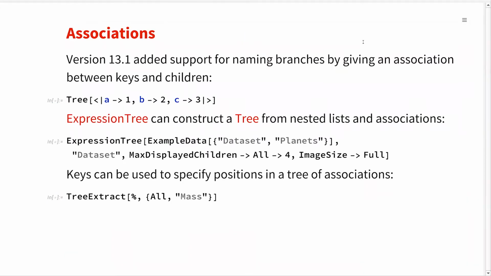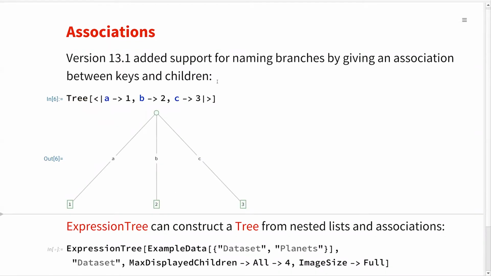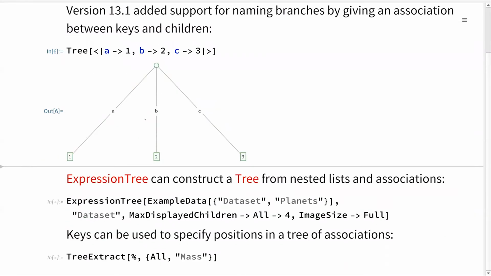Now, new in version 13.1 is the ability to name branches in a tree, and the way that's done is by using an association. So this tree here will be very similar with 3 leaves, which are the numbers 1, 2, and 3, but this time, since the children are given in an association, the branches will have names, in this case, the symbols A, B, and C. Evaluate this. We see we get a tree with 3 leaves, and the branches are named A, B, and C.